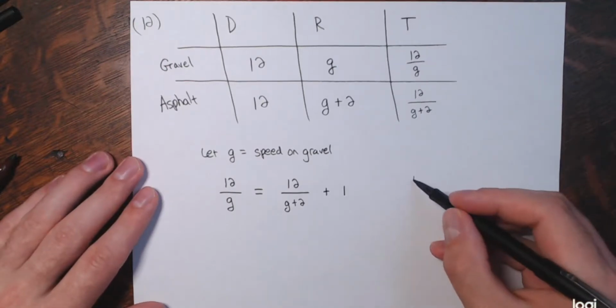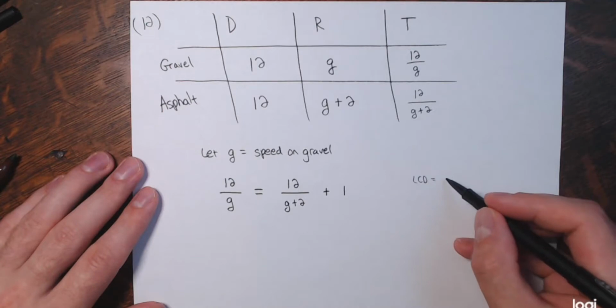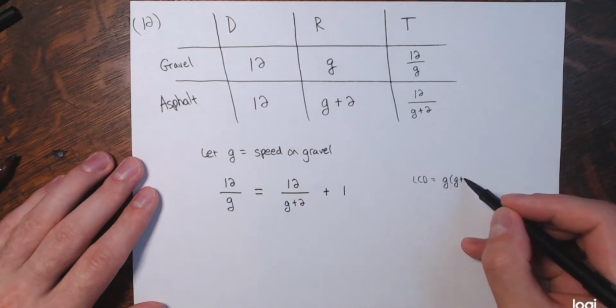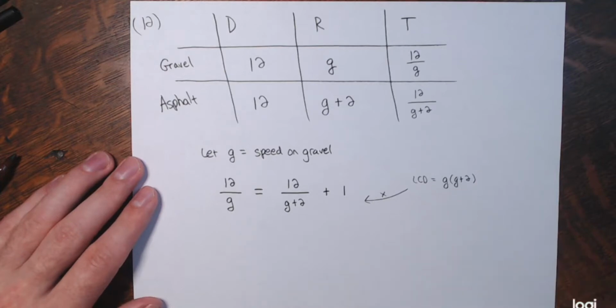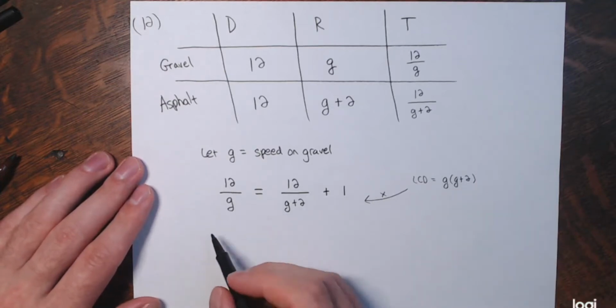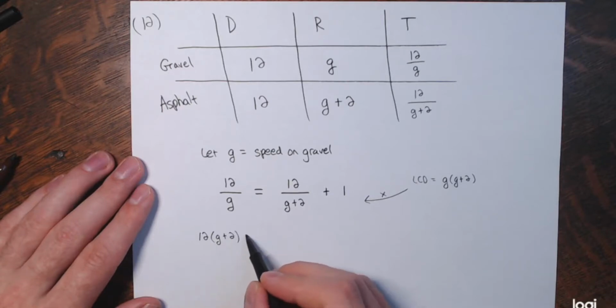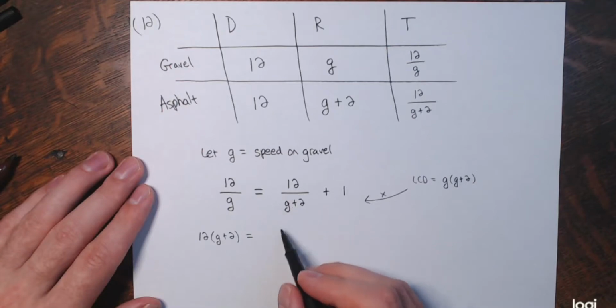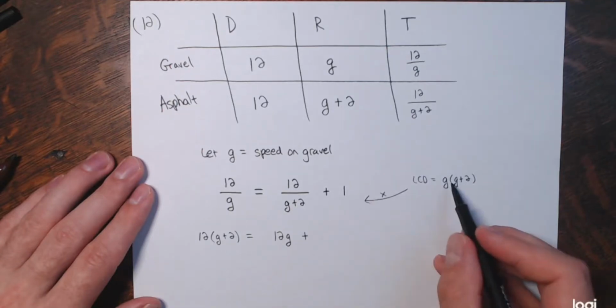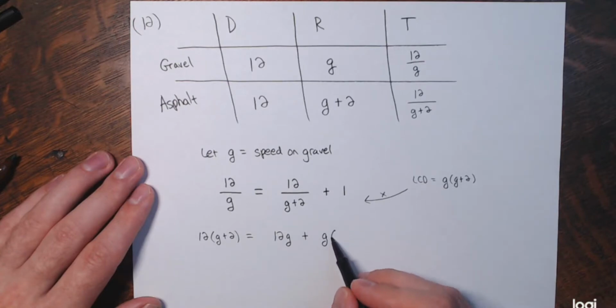So now the LCD, right, is just G times G plus 2. And everything is getting multiplied by this LCD. Left side, the G's would cancel. Got 12 times G plus 2. Right side, first term, the G plus 2's would cancel. I'd have 12 times G plus, and then 1 times the LCD would just be the LCD, G times G plus 2.